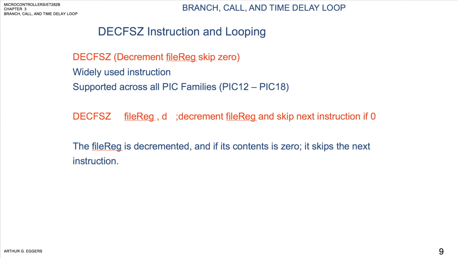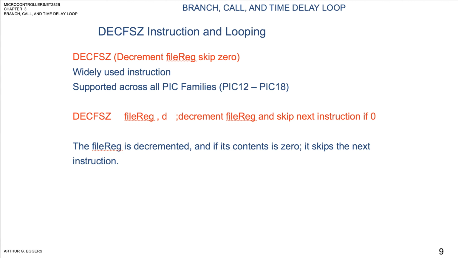So in looking at the structure of the syntax here, DECFSZ, the file register, comma d: decrement the file register, and skip the next instruction if 0. In this instruction, the file register is decremented, and if its content then reaches 0, so we're counting down till it gets to 0, it skips to the next instruction. By placing a GOTO target instruction right below it, we can create a loop.